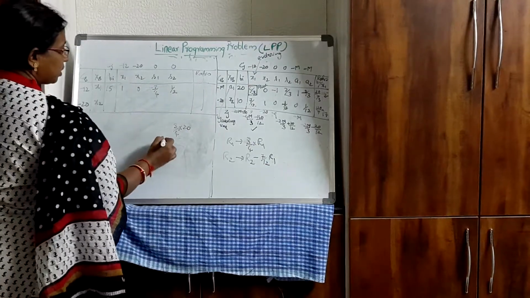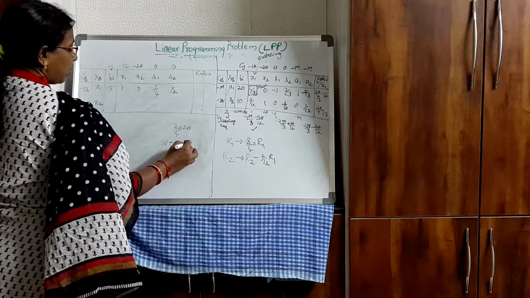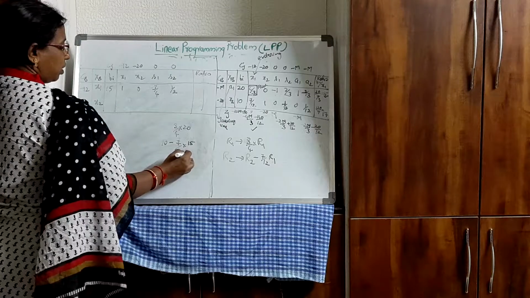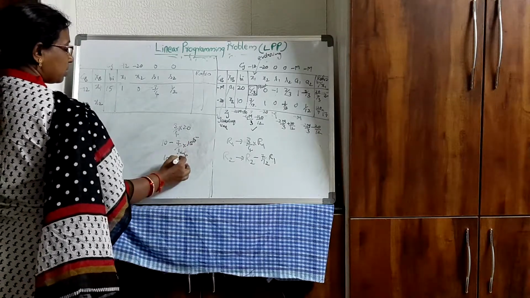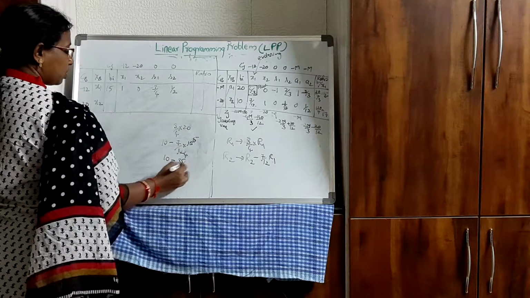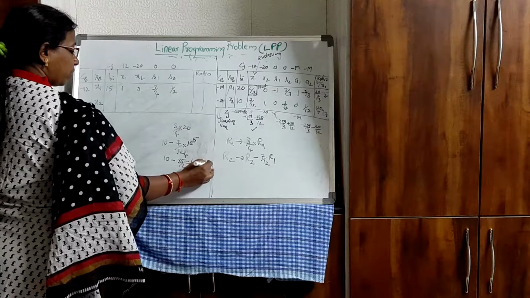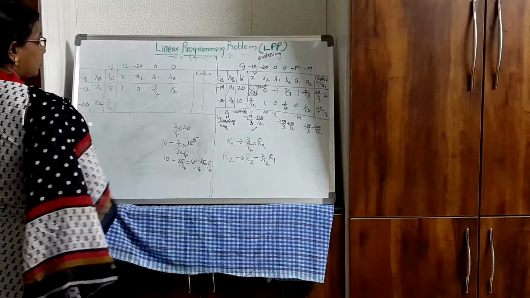So R2 is 10 minus 7 by 12 into R1, which is 15. So how much will we get? This is 3 fours, 3 fives. So 10 minus 35 by 4. So this is 40 minus 35 by 4, you will get 5 by 4. So this is 5 by 4.